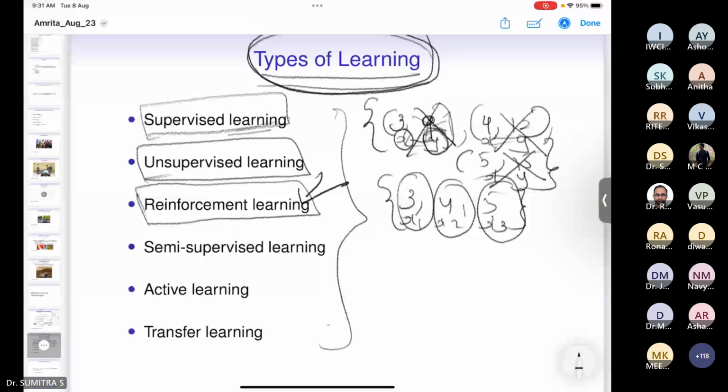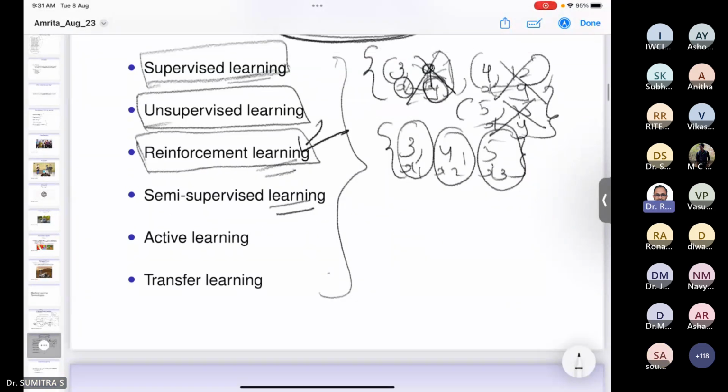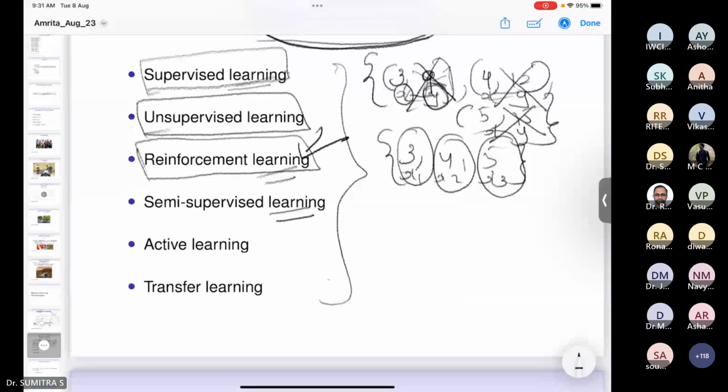Next is the semi-supervised learning. Ma'am, can you speak a little bit louder? Sometimes it will be shaky and low. Okay. Is it now clear? Participants, the voice is clear now. Yes, sir. Yes, ma'am.